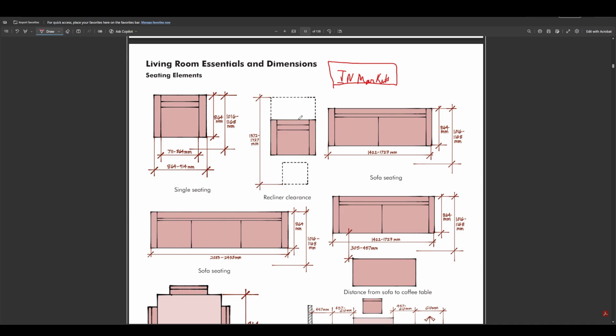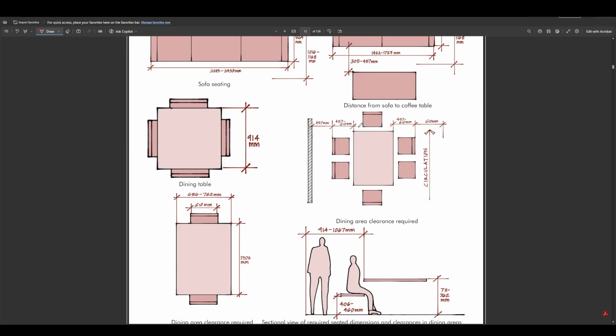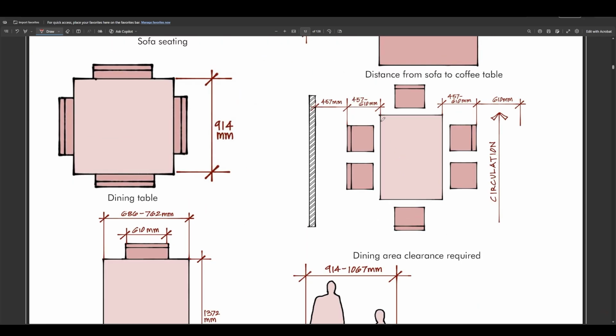Okay, so you can also read this. For a dining table, a standard dining table is this. Let's assume that it is 2.5 feet and this is 5 feet. 5.5 feet usually.